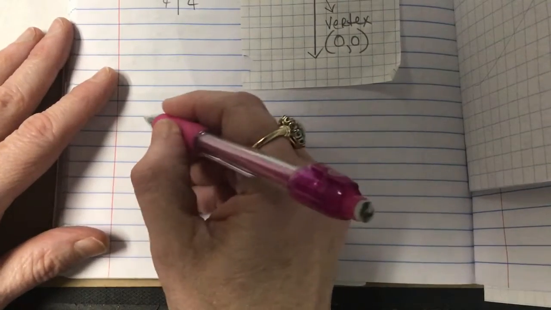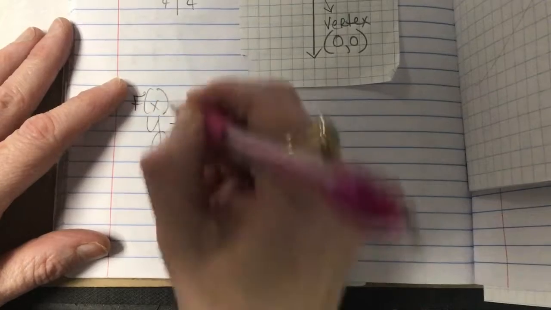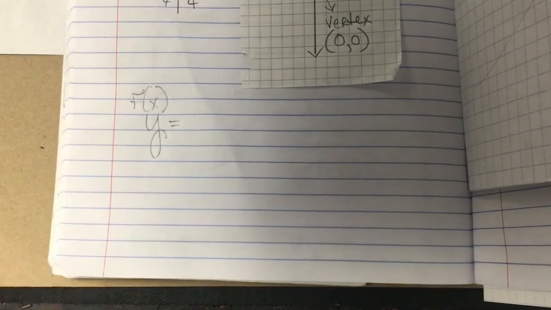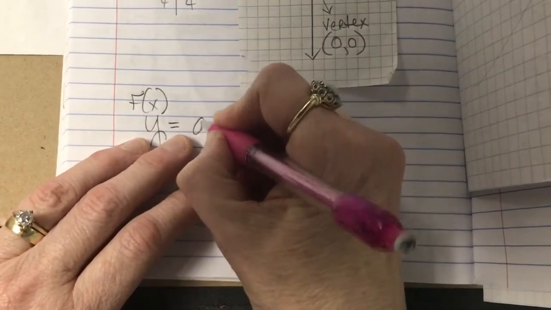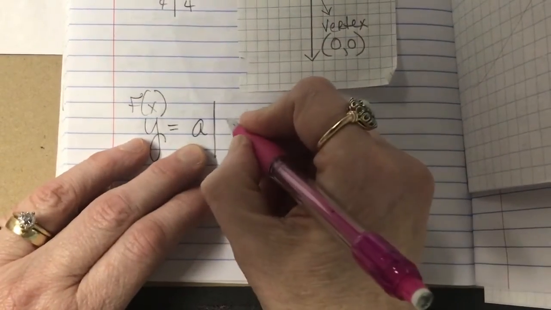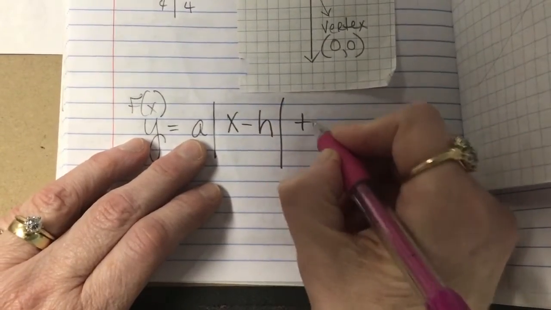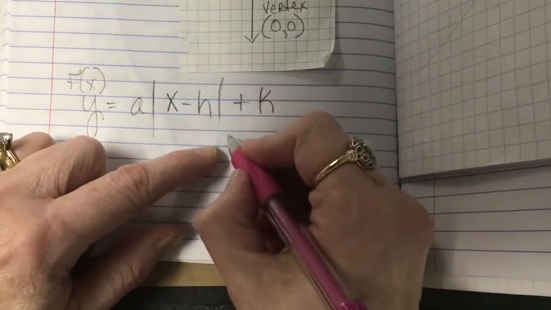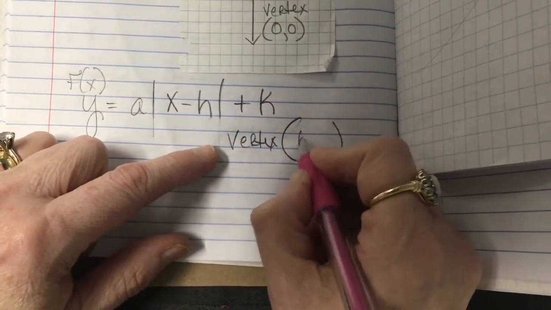Probably for me, I usually write it y equals f of x. Y is probably a good way to say it because that's the way we remember lines. Y equals mx plus b. F of x equals mx plus b. So for an absolute value, it's a times the absolute value of x minus h, close the absolute value, plus k. Your vertex is going to be (h, k).